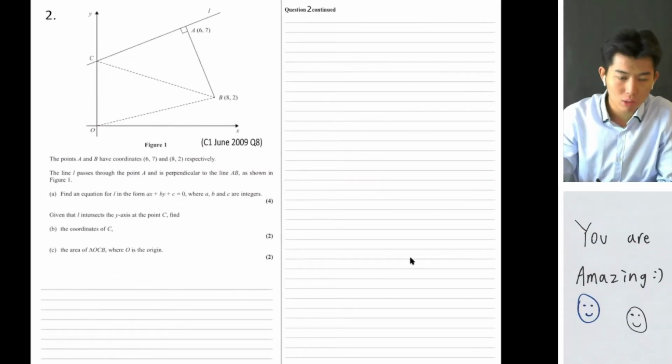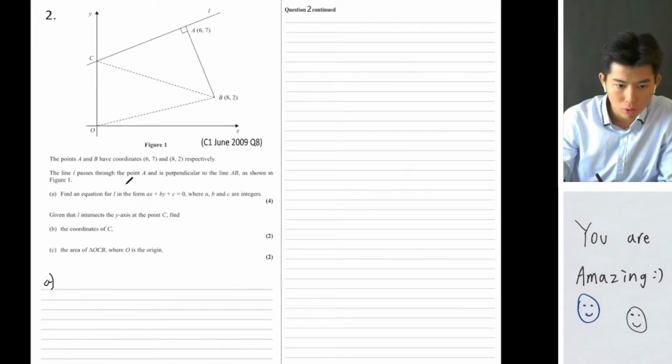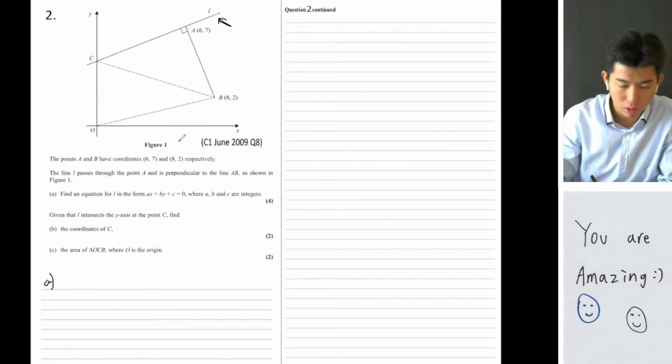Okay, let's try this question. This question here is from C1 module, June 2009, question 8. For part A, they want us to find the equation of L, this one here, in the form of ax plus by plus c equals 0, where a, b, and c are integers. All we know at the moment is that point A is here and point B is here. The line L passes through the point A and is perpendicular to the line AB.